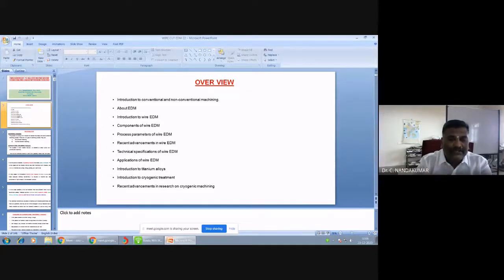Then recent advances, technical specifications and applications, an introduction to titanium alloys, and an introduction to cryogenic treatment, why we have to go for cryogenic treatment, and then recent advancement in research in cryogenic machining. So these are the contents we will cover. I have to cover them within 1 hour, which is a very small amount of time because there are many slides. In this very narrow time period, I have to complete within my effort.